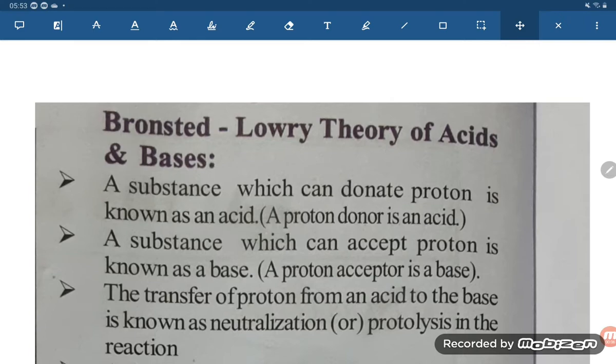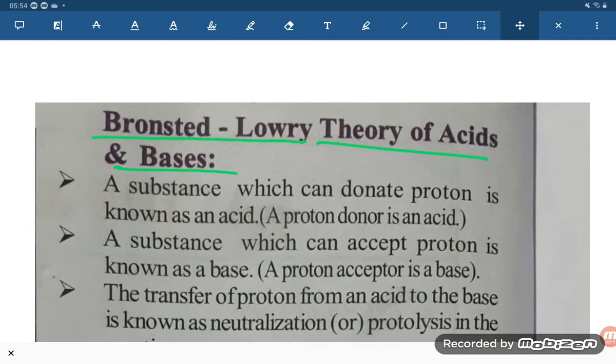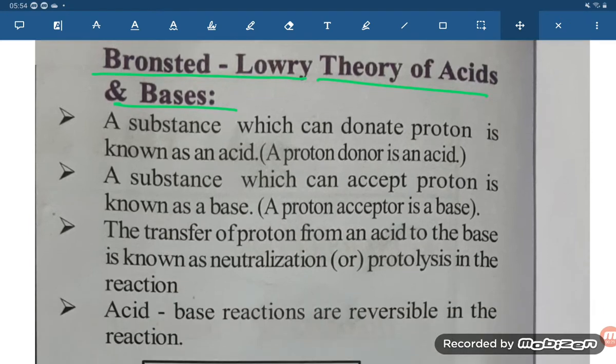The next concept is Bronsted theory of acids and bases. As we studied, students, in aqueous solution or in water, acids give H+ ion and bases give hydroxyl ion. But according to Bronsted theory, a substance which can donate a proton is known as an acid. A proton donor is an acid.